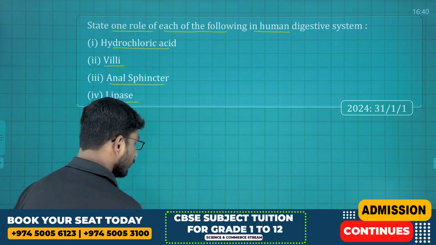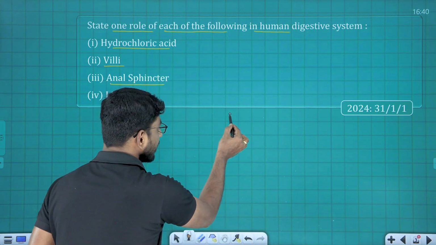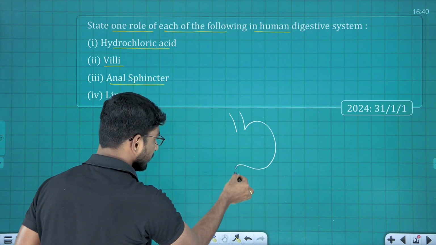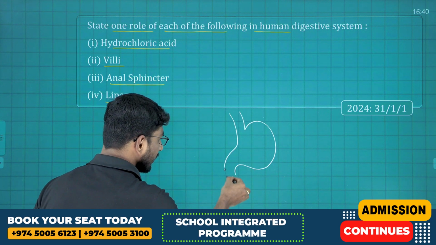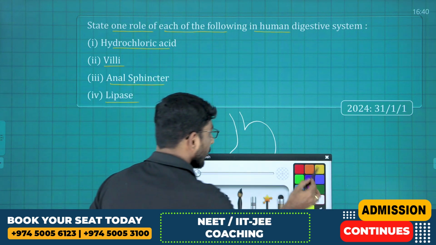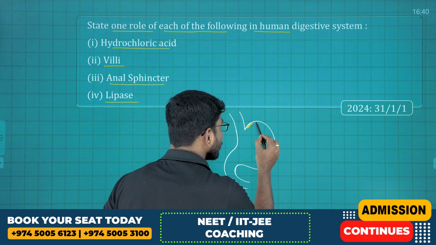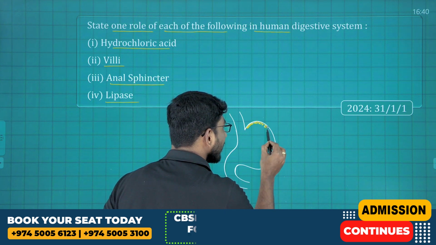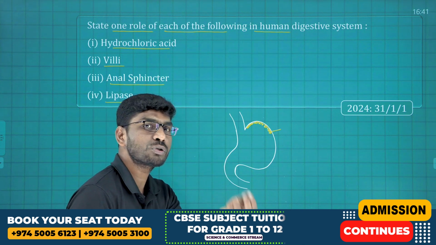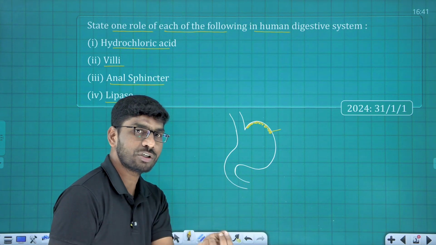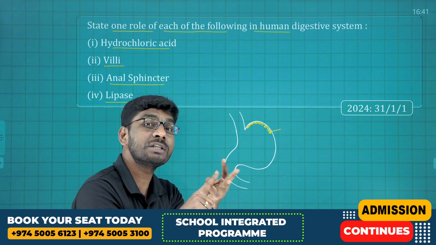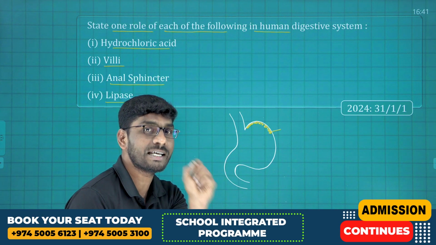Hydrochloric acid. If you are able to recall the theory class, this is the esophagus. The esophagus leads into the stomach, right? This is the stomach. Now, the walls of the stomach have gastric glands. Gastric glands secrete gastric juice. Gastric juice composition, any one of you? Gastric juice contains HCl, mucus and pepsin enzyme, a protein digesting enzyme, right?